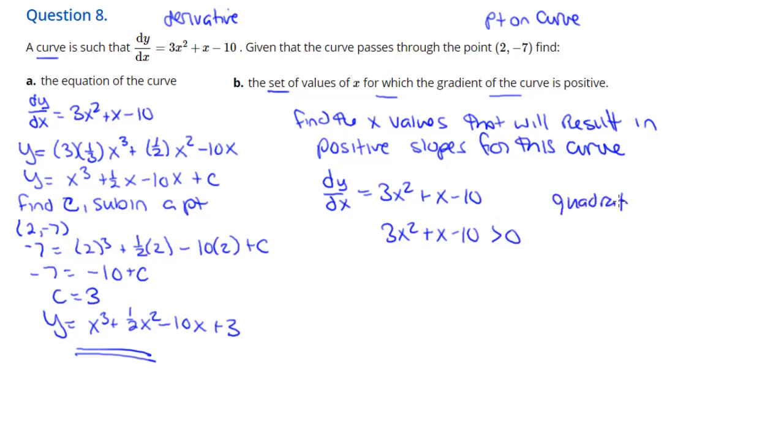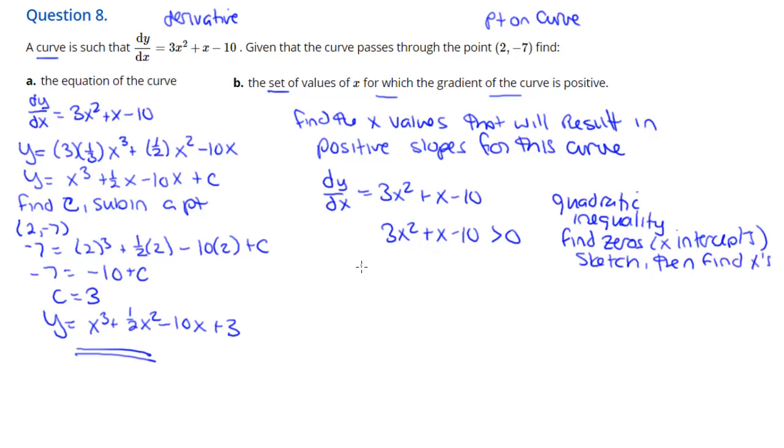This is a quadratic inequality. So keep in mind, when we're solving a quadratic inequality, we're going to find the x-intercepts, the zeros. We're going to draw a quick sketch. And then we're going to find out where the x's are that are actually answering the question. In this case, when are the x's greater than 0? Cause the graph to be greater than 0.